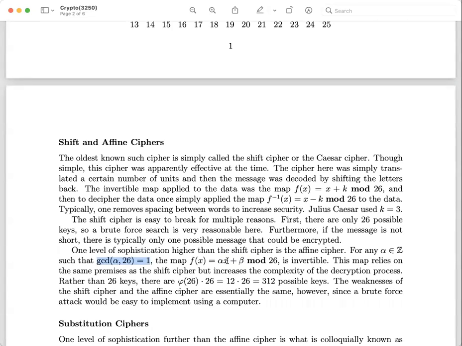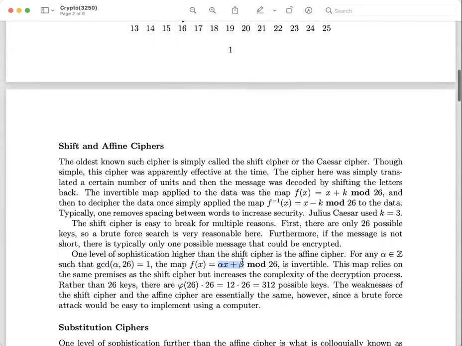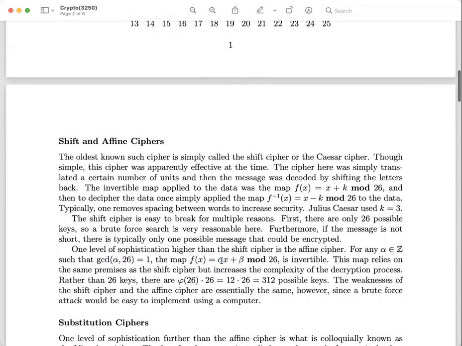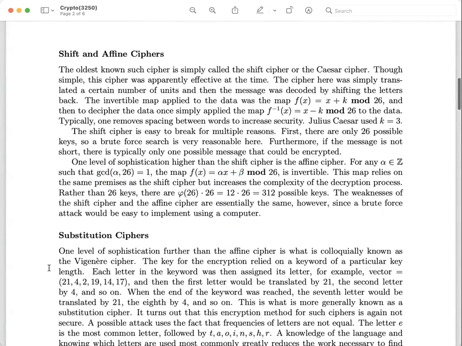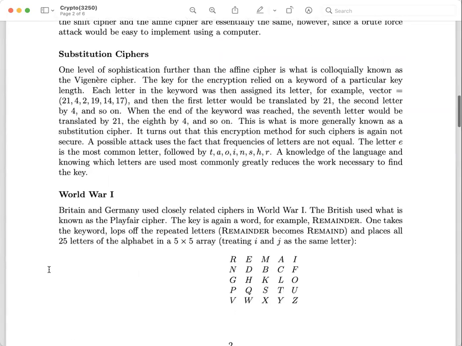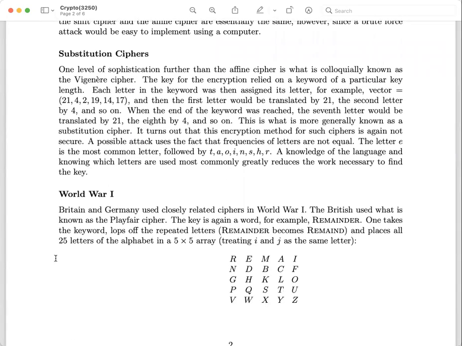And then to undo this, if your code is ax plus b, you would subtract b and then multiply by alpha inverse. And that's how you would undo the code. That would turn the ciphertext back into the plain text, so to decrypt. So those are shift and affine ciphers. In the notes, I have substitution ciphers, and I'll let you look at that.